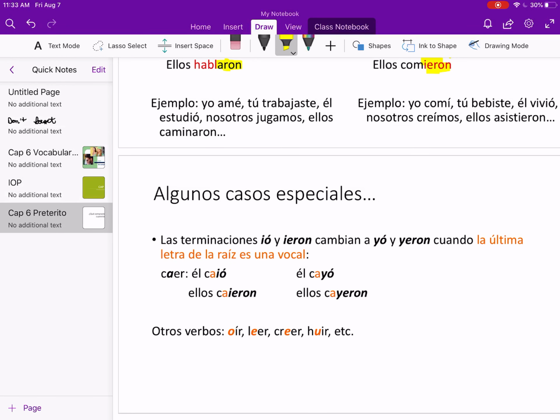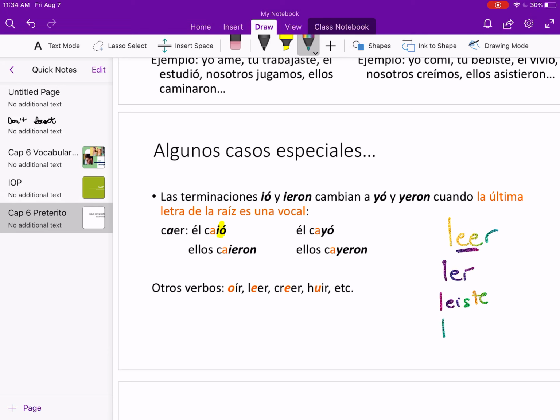Tenemos any verb that would have an I-O, yeah, like caer. You have verbs like leer, to read. Leer, basically, when it has these two vowels together, in the yo form, it's not a problem. Yo leí. In the tú form, not a problem. Leíste. But when it gets to the third person, it would be leyó.